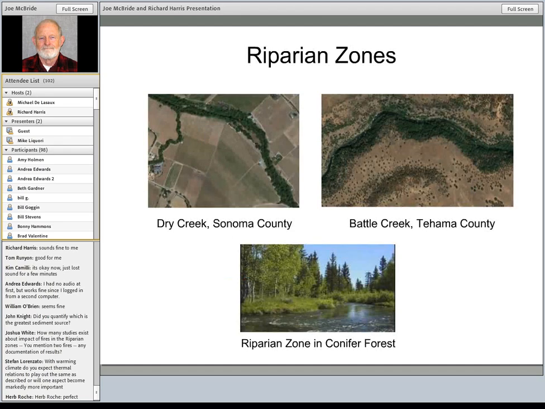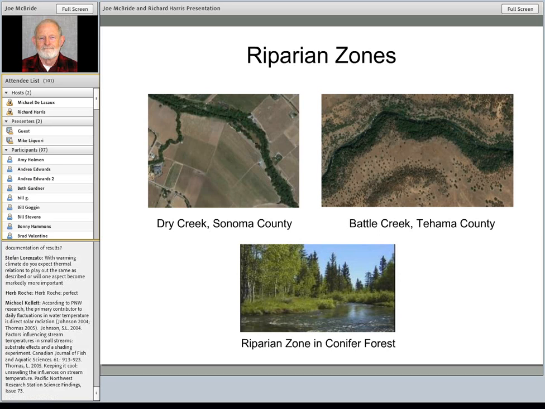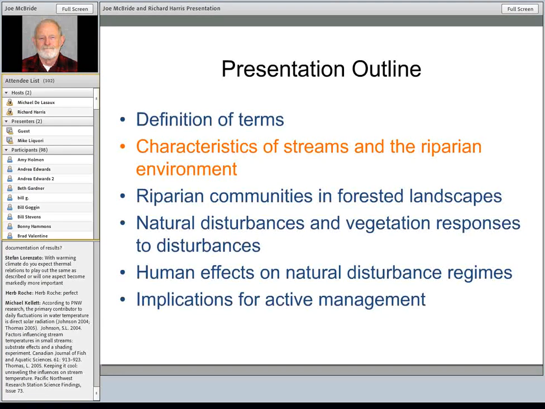You can see in these three photographs some characteristics of riparian zones. The upper two photographs illustrate riparian zones in grassland areas here in California where the annual precipitation is not sufficient to support woodland cover, but because of the moisture available in the riparian zone, we have riparian woodlands along both of those creeks. The lower picture is a riparian zone in the conifer forest. The abundance of water in this zone often results in hardwood species being present as opposed to conifer species.